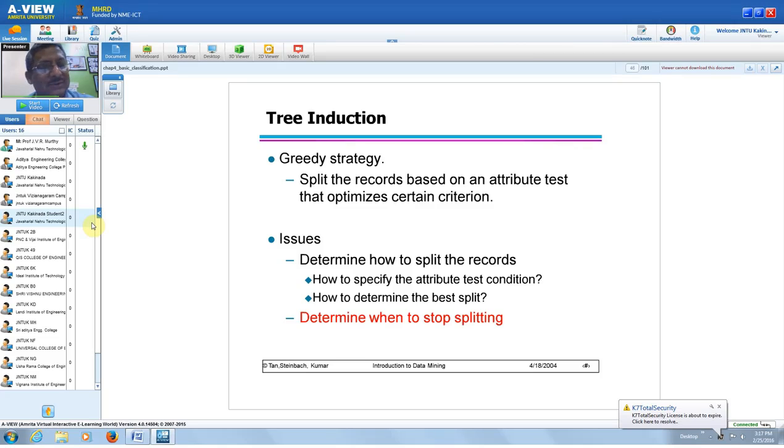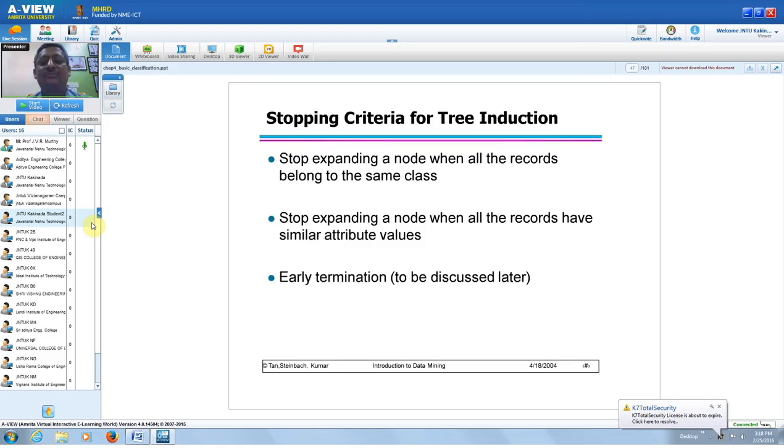When to stop is the next criteria. When to stop the splitting is the next criteria. Have you understood? Now, the criteria is when to stop the splitting part. Stop expanding a node when all the records belong to the same class. That is one criteria. Or stop expanding the node when all the records have similar attribute values. And sometimes you will have early termination, that will be discussed later. But these are the two conditions wherein you can stop. It is quite obvious.